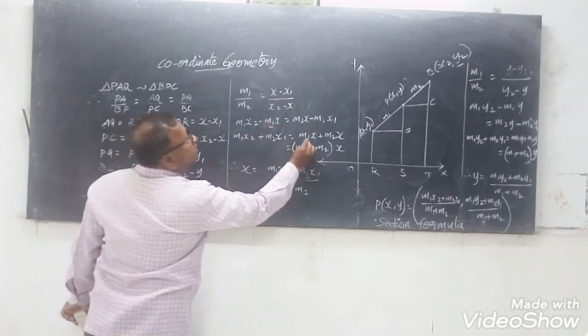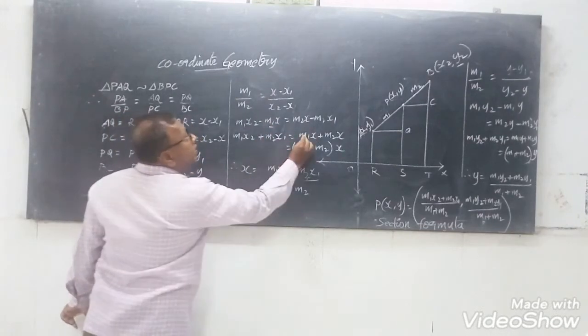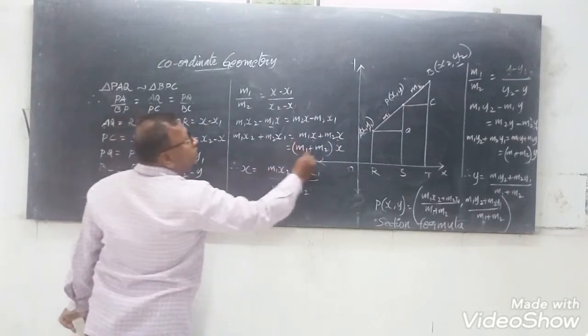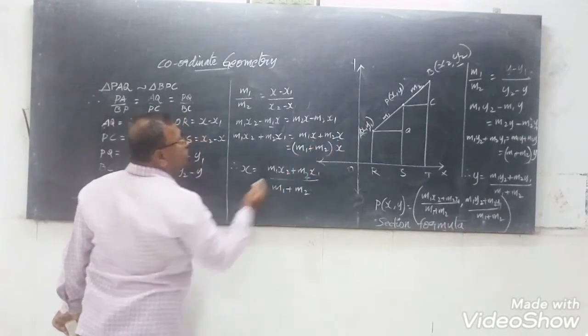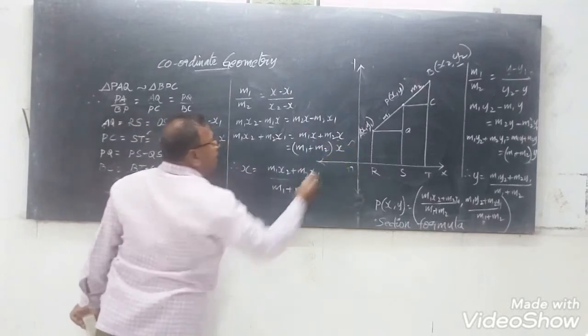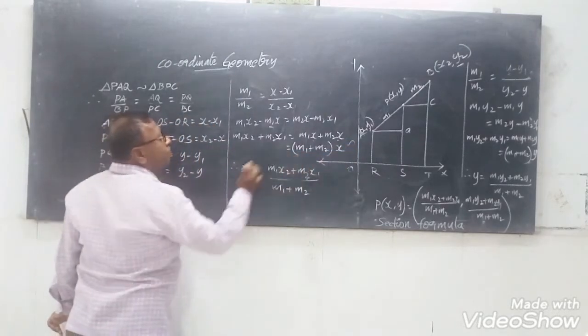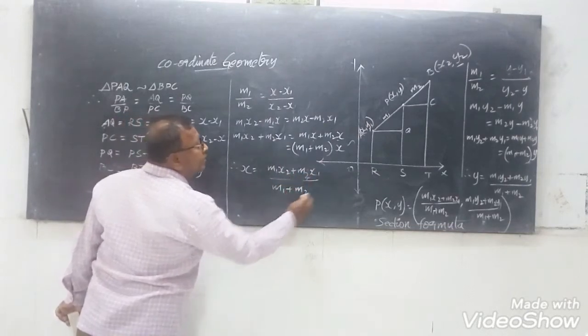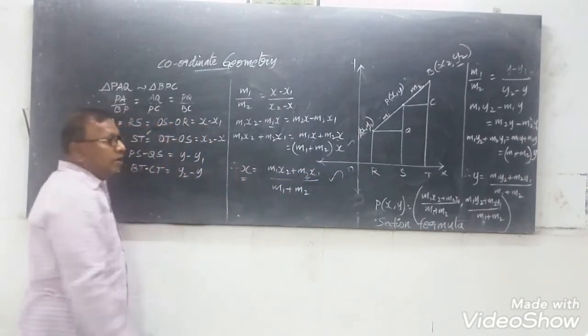So this is plus m1 x. In these two terms, x is common, so I have written x within brackets, m1 plus m2. So finally we get x is equal to m1 x2 plus m2 x1 by m1 plus m2. This is the x coordinate.